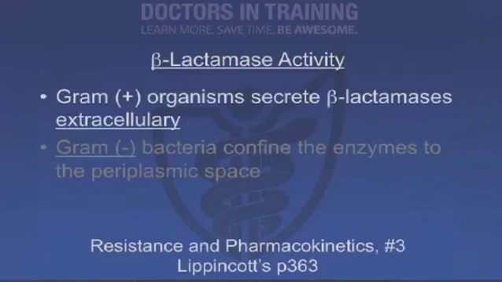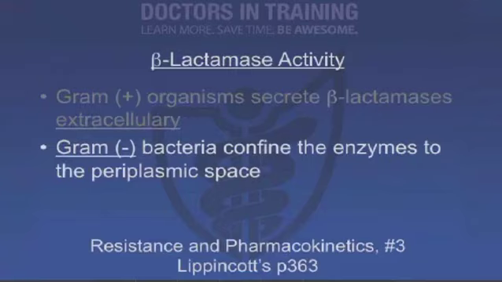Gram-positive organisms can secrete beta-lactamases extracellularly, into their environment, and can inactivate these penicillin drugs there, whereas gram-negative bacteria confine these enzymes to their periplasmic space between the inner and outer membranes. So the drug actually gets in there, and then it's inactivated within the bacteria by the gram-negative. All right, so those were two mechanisms of resistance that we discussed.